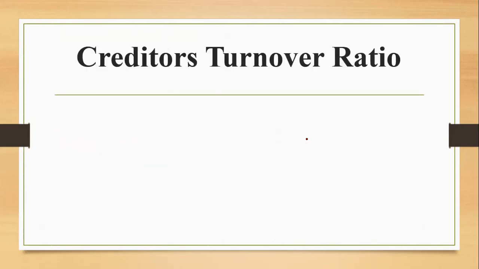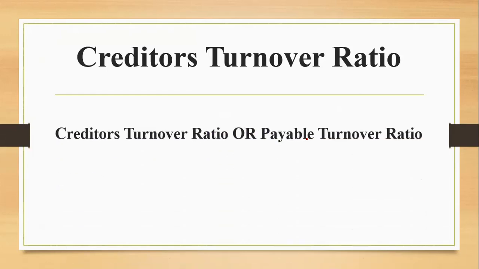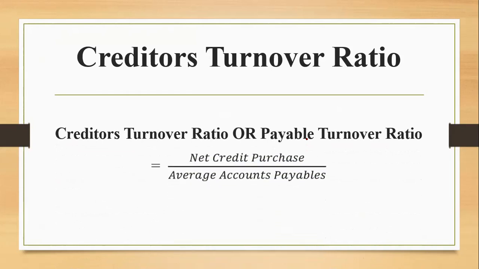Next is creditors turnover ratio. Just the same as what we have discussed about the debtors, all those things are applicable to creditors turnover ratio. The only change is that instead of sales, we will have purchases here. Creditors turnover ratio or trade payable turnover ratio is equal to net credit purchases, instead of sales it is purchases, upon average accounts payable. There it was trade receivables, here it will be trade payables.